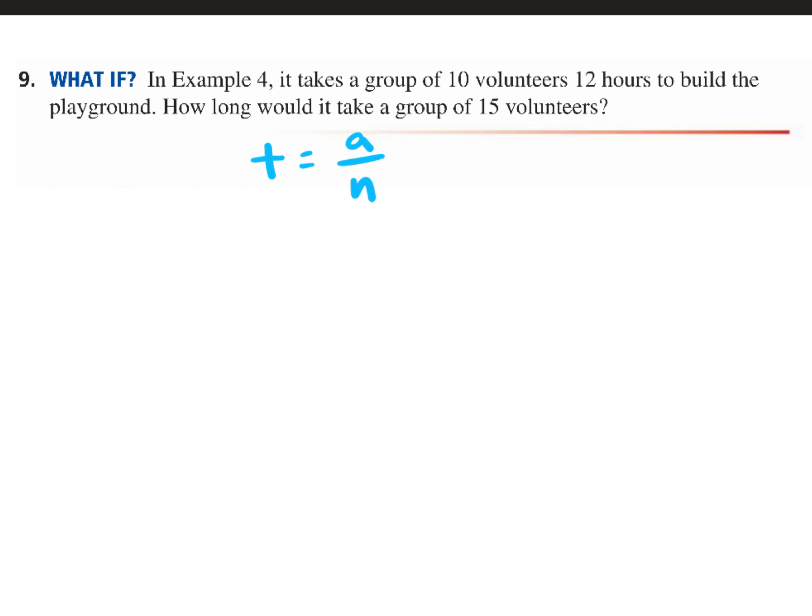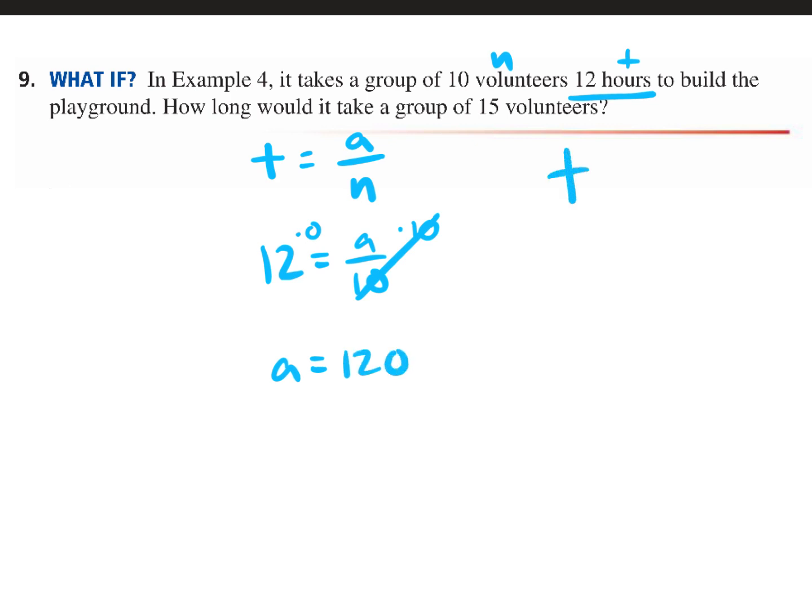How would I find what A is? T is 12. T would be 12, perfect, because that would be the time. If it's 12 hours, how many volunteers do we have? 10, so this would be N. How would I find what A is? How do I move the 10? Multiply 10 on both sides. A is equal to 120. So the formula I have is T is equal to what? 120 over N.